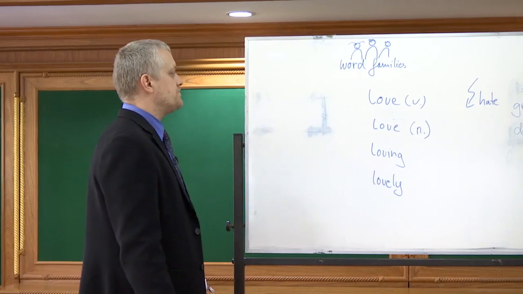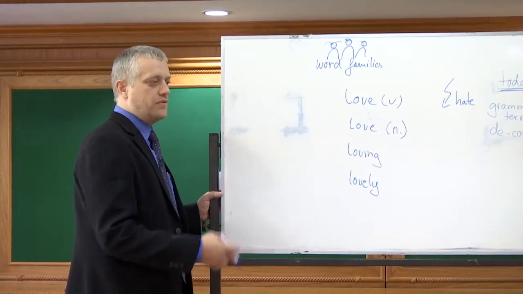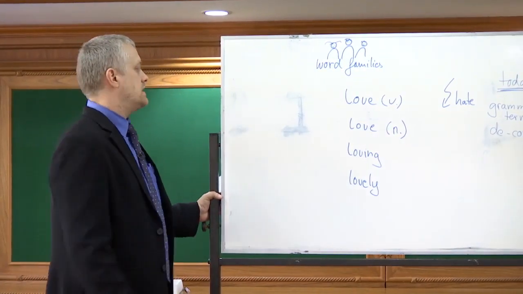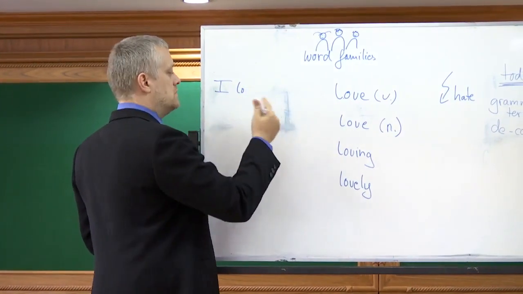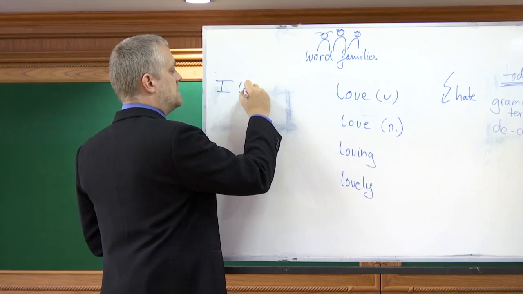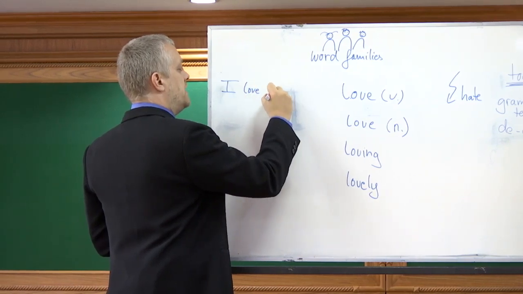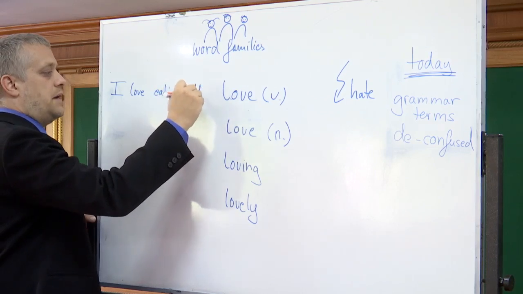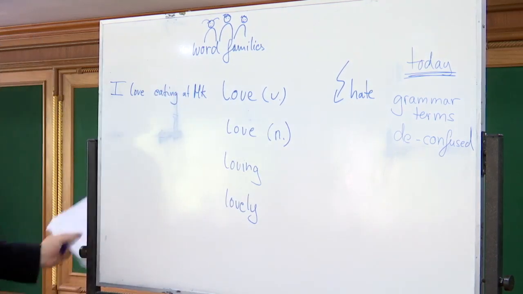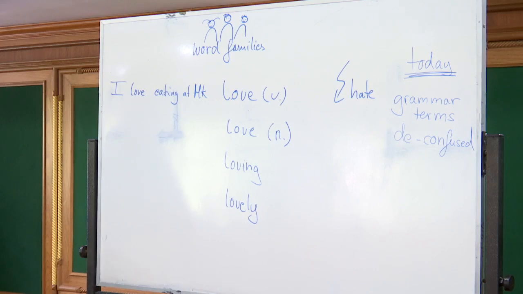sentences. So, we had as a verb before, I love you, but it's easier to make a more difficult example sentence. I love eating at MK. MK is a restaurant in Thailand.